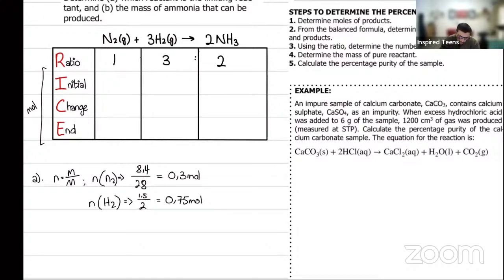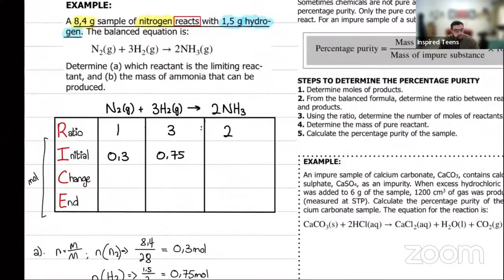So this is what we can put into our RICE table. Initially in moles, we have 0.3 moles of N2 and 0.75 moles of H2. We don't have to put the unit as long as we can represent it there. I hope you guys are with me so far. Initial is what we're going to put initially into this table, and we can only put moles into this table. Therefore, we convert the mass given to us to moles.